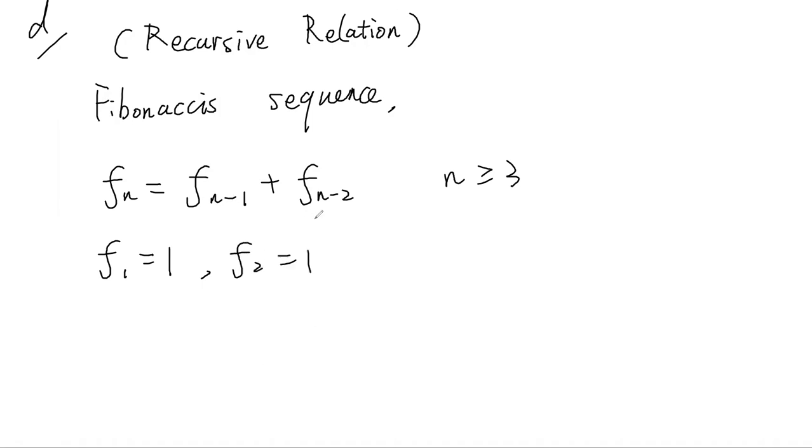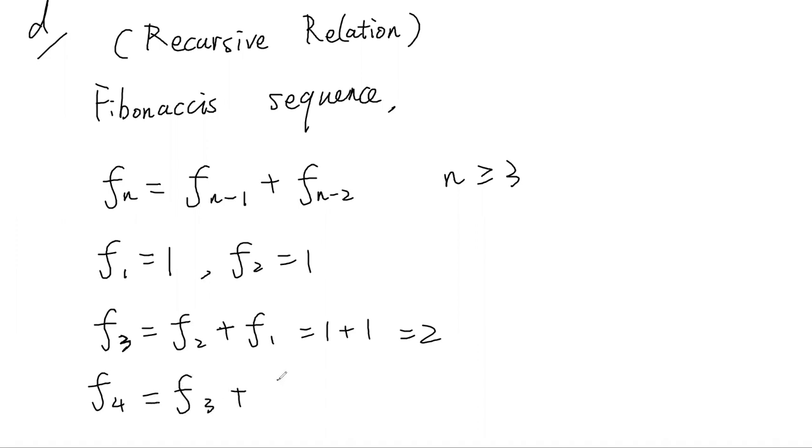Then using this recursive relation, you can calculate: when n is equal to 3, f of 3 is equal to f of 2 plus f of 1, which is 1 plus 1 equals 2. And f of 4 is equal to f of 3 plus f of 2, which is 2 plus 1 equals 3. And you can continue to calculate all the terms in the Fibonacci sequence using this recursive relation.